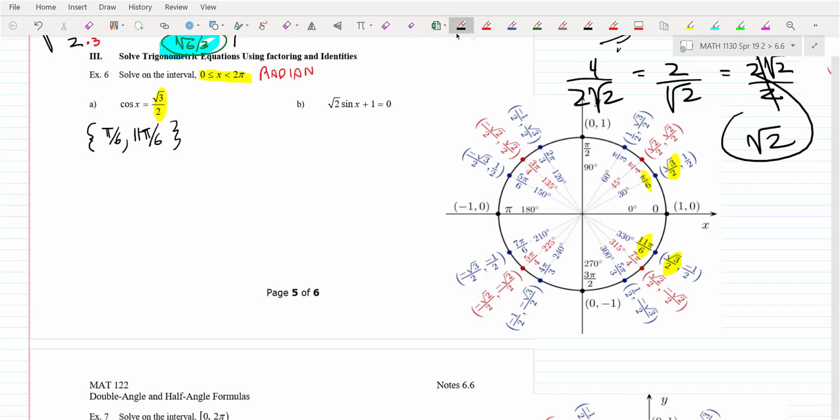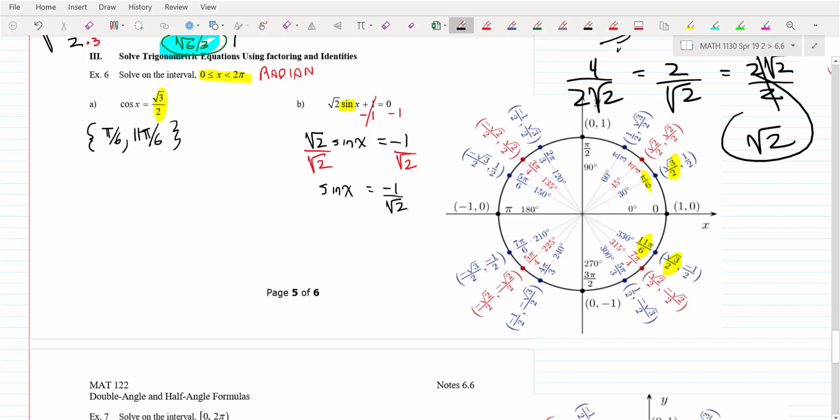So the next one just has one additional step to it. First thing you've got to do is isolate the sine. Okay, so you can kind of do this in your head. You don't have to show the steps necessarily. So I'm going to subtract 1 from both sides. So I get square root of 2 sine x equals -1. Okay, then I can divide both sides by square root of 2. Okay, so I end up getting sine x equals -1 over root 2 like that.